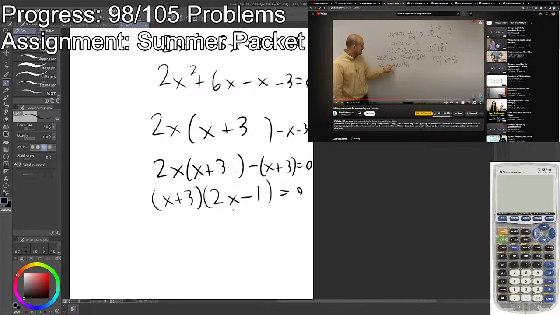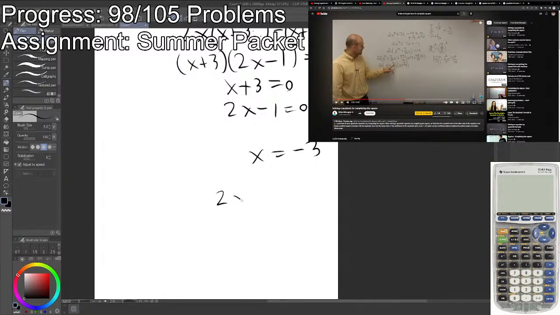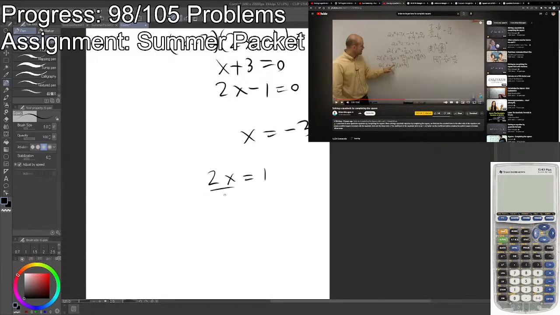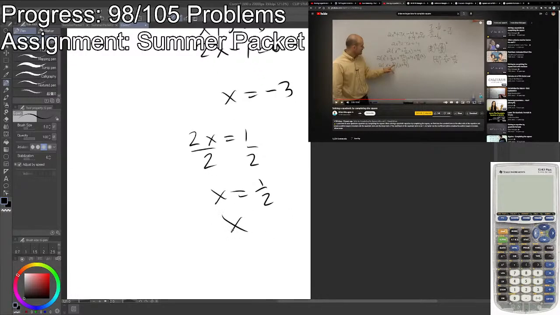When the product of factors equals 0, at least one factor is 0. Okay. So x+3 equals 0, 2x minus 1 equals 0. x equals -3. 2x equals 1. Wait.